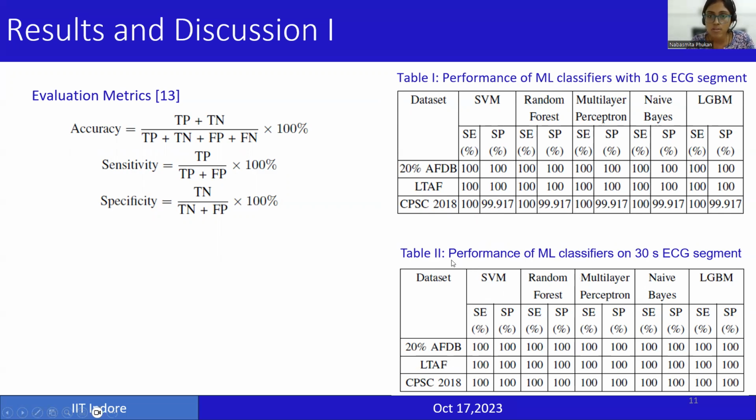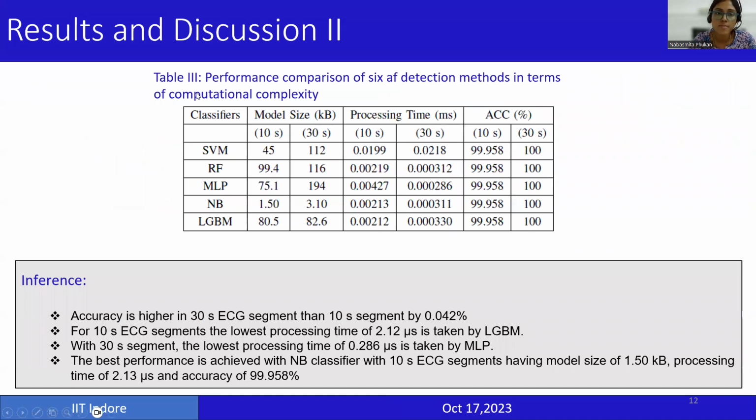As it is very difficult to say which segment is better here, we have gone on to study the complexity. Table 3 gives us the performance comparison of the six different detection methods in terms of computational complexity. We have calculated the model sizes and processing time of each, and also presented the accuracy against these to determine which is the best atrial fibrillation classifier for our work.